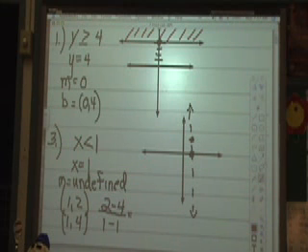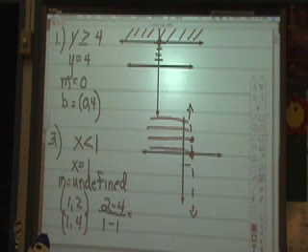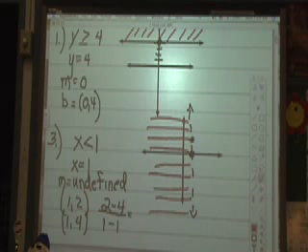And shaded above, to the right or to the left? It says less than 1. All the x values are less than 1. To the left. To the left, so you shade to the left.